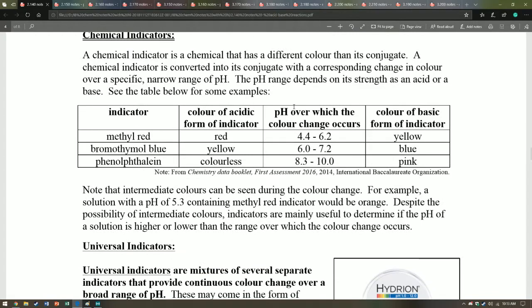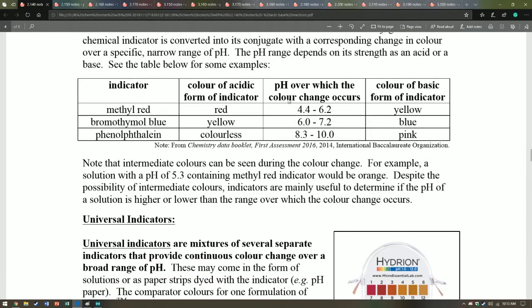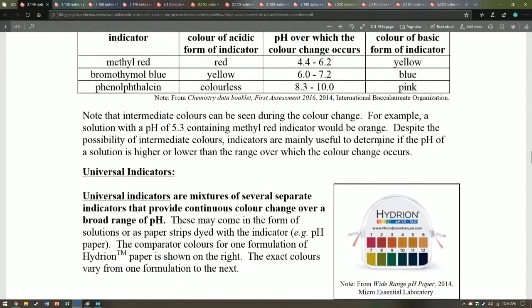Chemical indicators. A chemical indicator, the AHLs will do a bit more on this, but a chemical indicator is a chemical whose conjugate pairs have different colors to each other, and they can be used to determine the pH of a certain solution, just based on color. So here, for example, an indicator we'll often use is phenolphthalein, which is colorless when it's in acid, and when it's in base, it's pink.